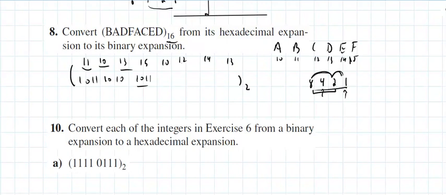15. That's all of them, if I'm not mistaken. Did I have a 15? B, A, D, F. F is 15. So we get 15. 8, 10, 14, 15. So that is 1, 1, 1, 1.